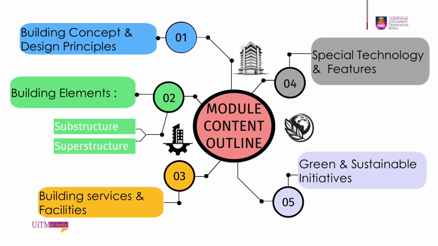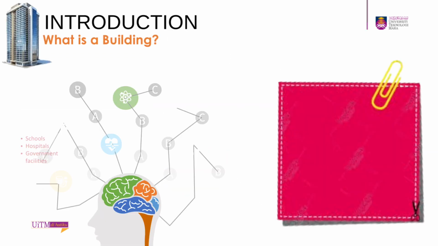Module Content Outline. 1. Building Concept and Design Principles. 2. Building Elements: Substructure, Superstructure. 3. Building Services and Facilities. 4. Special Technology and Features. 5. Green and Sustainable Initiatives.